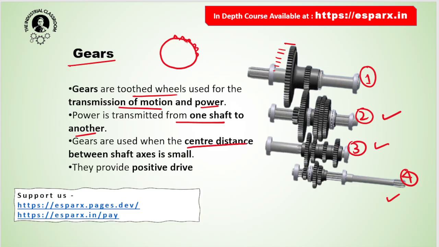Gears are used when the center distance between shaft axes is small, and they provide positive drive. Why? It is a very good interview question. Why is it a positive drive? Because there is no slippage.